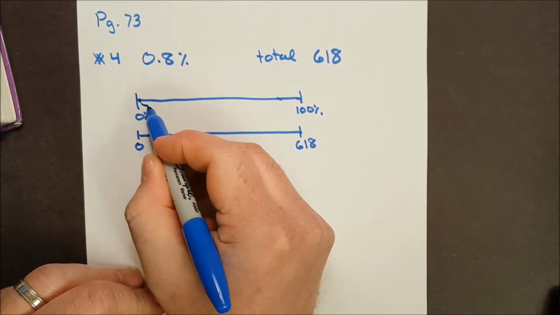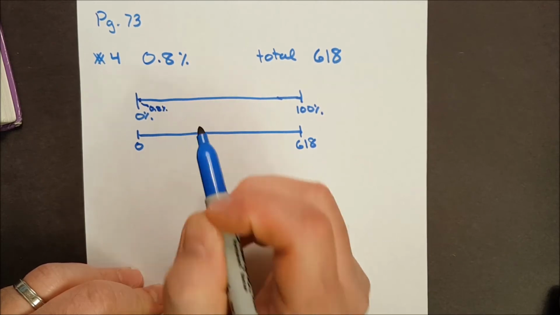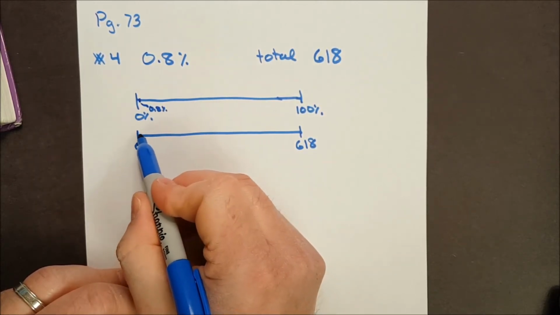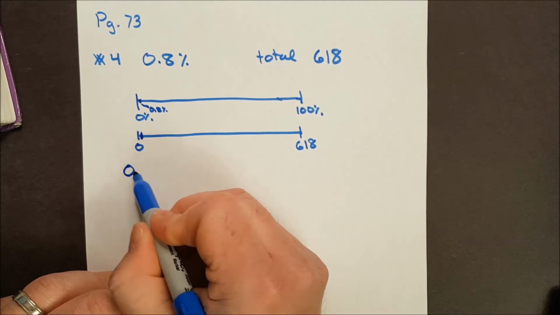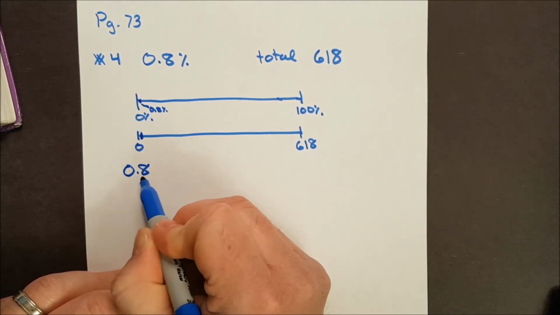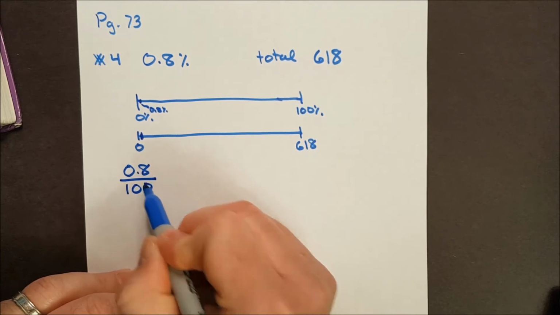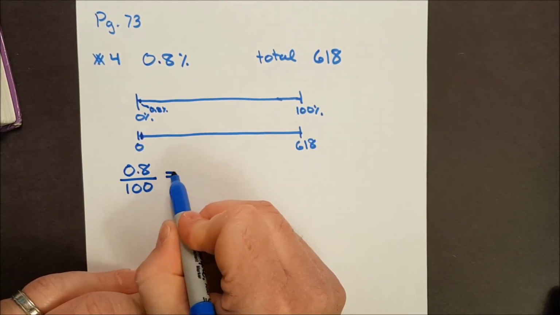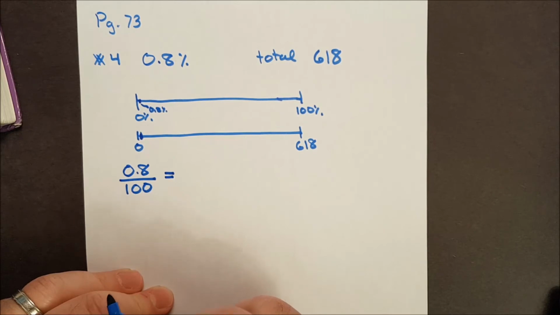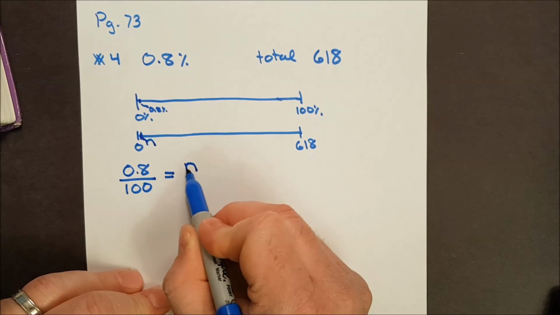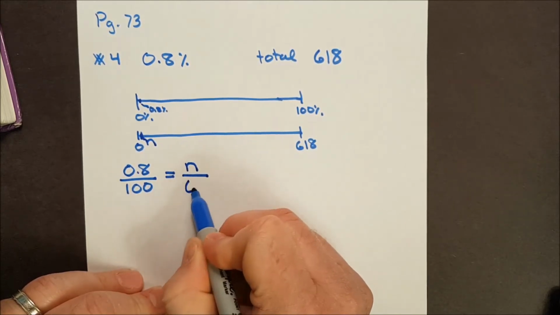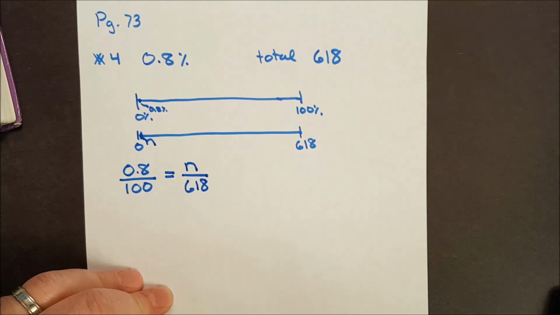So this somewhere here is 0.8%. And here we have some number that will be proportional to that right here. So 0.8% means 0.8 out of every 100. And that equals, we'll call this n, our unknown, to 618. And I'll let you solve the rest.